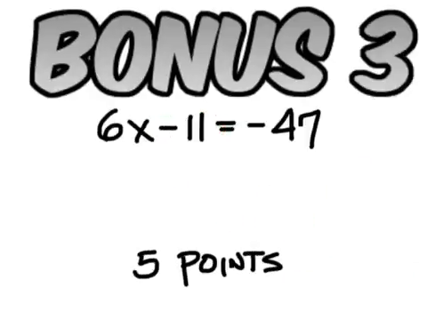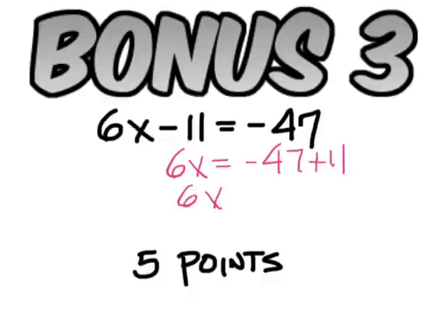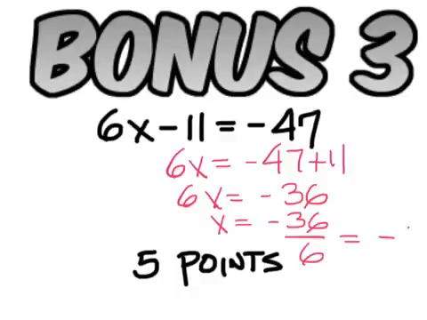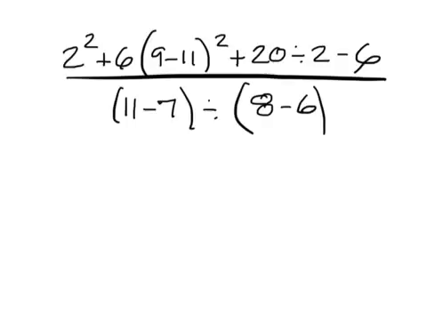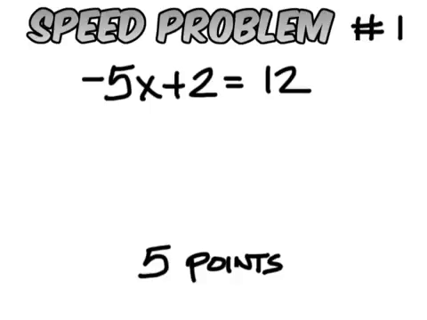Here's bonus 3. For this bonus, it should be 6x equals negative 47 plus 11. So that's a negative 36 on the right. You have to divide both sides by a positive 6. Your answer is negative 6. Answer to this bonus should be 16. This goes to the first 6 people. Answer to the speed problem is negative 2.